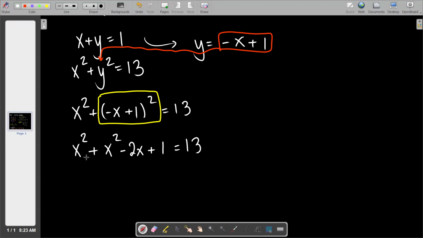Okay, so now when we put these two like terms together, we get 2x squared. We leave the minus 2x, and then we subtract 13 across, giving us minus 12. Did you put something silly like 14 or something like that?